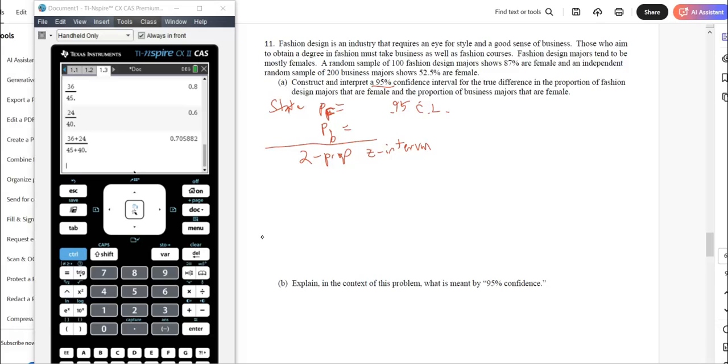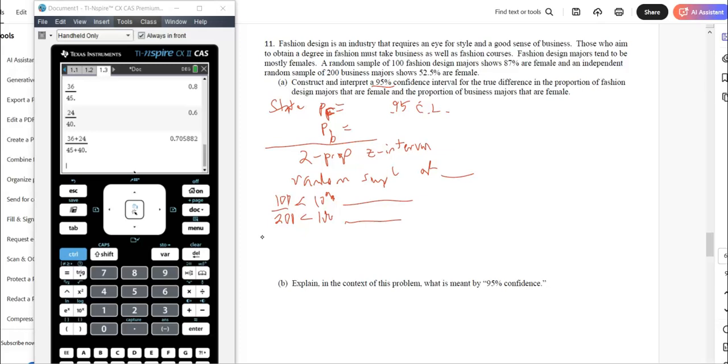Doesn't seem to be, this is random samples, yeah, random samples of both the business majors and the fashion majors. We do need to check less than 10%, so what number is 100? So first one's 100 for fashion and 200 for business, is less than 10% of all fashion majors and less than 10% of all business majors.